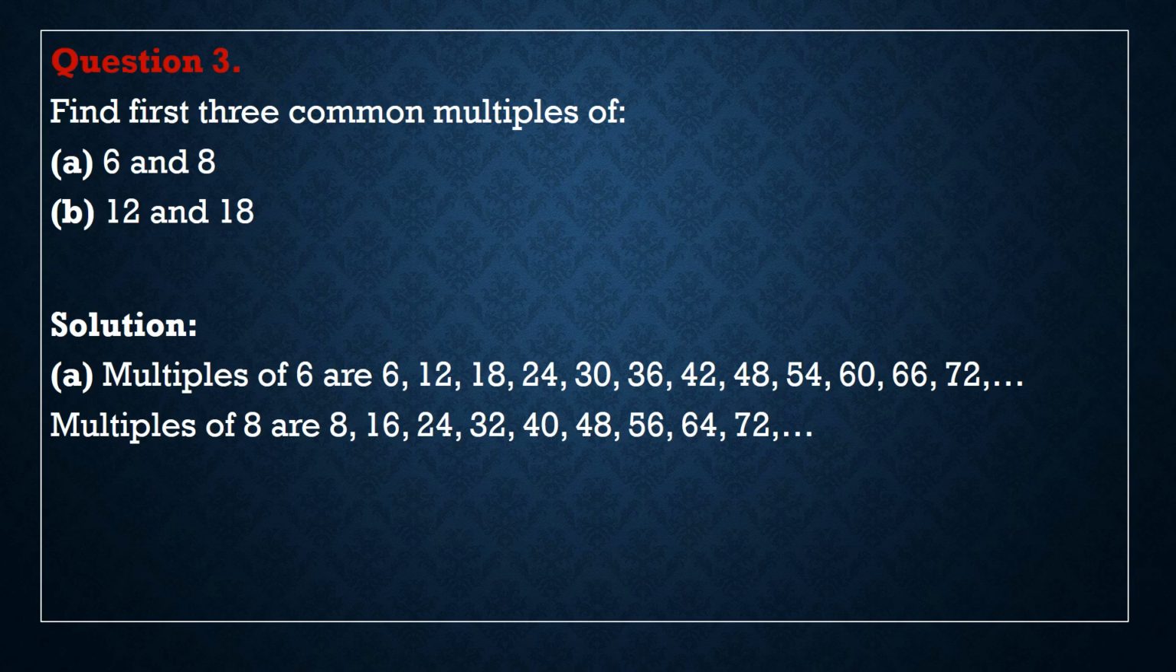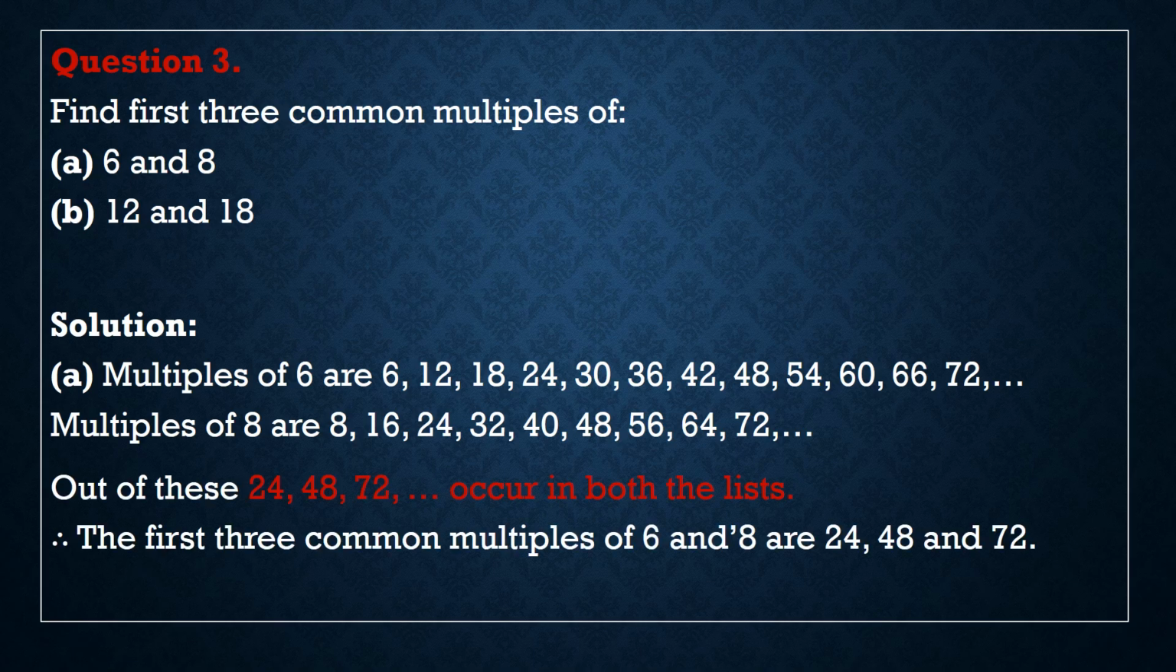Similarly, we can find out multiples of 8. Multiples of 8 are 8, 16, 24, 32, 40, 48, 56, 64, 72 and so on. Out of these multiples, 24, 48 and 72 occur in both the lists. Therefore, the first three common multiples of 6 and 8 are 24, 48 and 72.